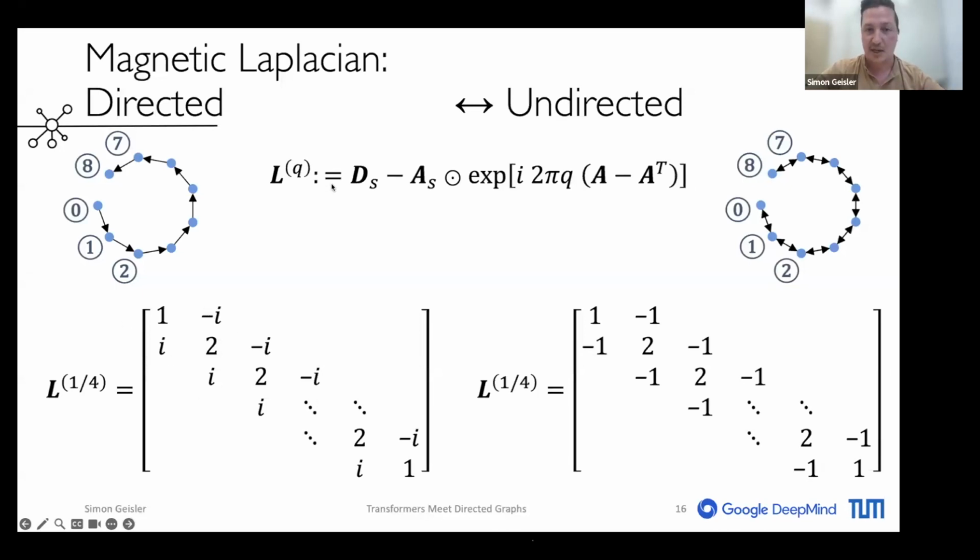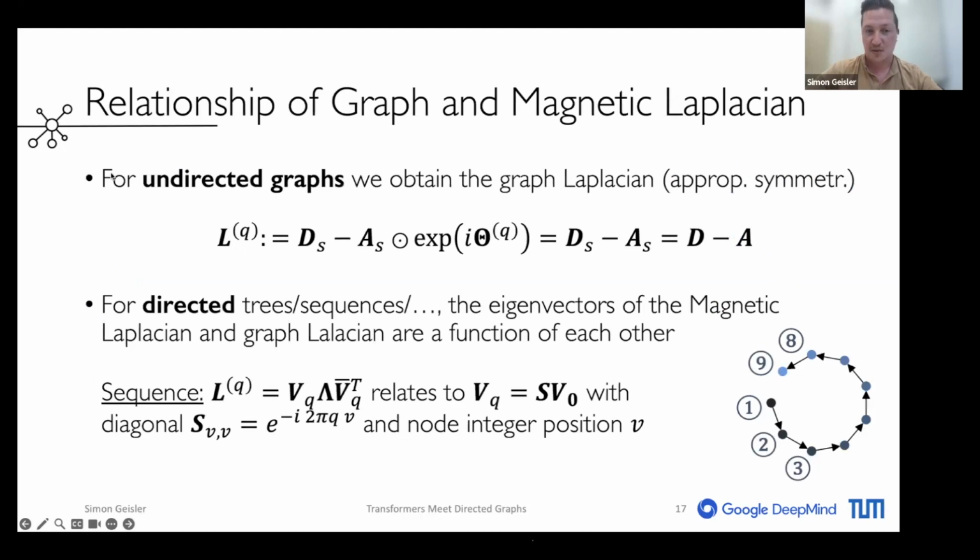The main diagonal of this matrix remains the same as we had it for the graph Laplacian. If I have an undirected graph, then of course A minus A transpose is the zero matrix, because it's the same for every entry. And I will end up with the graph Laplacian, the very same thing as we had before. So this can also be stated a little bit more generally: for undirected graphs, we obtain the graph Laplacian if we do some appropriate normalization, right?